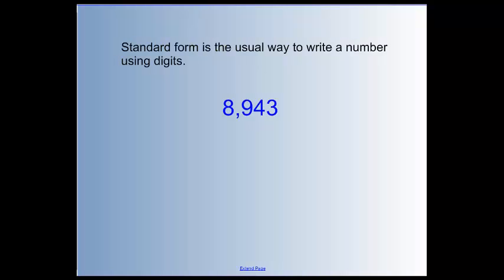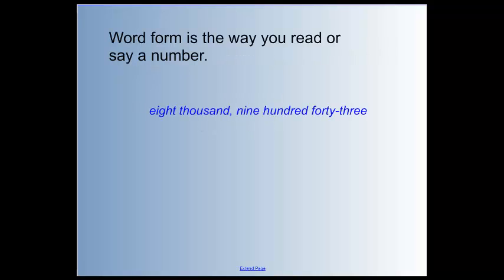Standard form is the usual way to write a number using digits. If you recall, each one of these numbers is a symbol for a digit. This is the thousands place, and the 8 is the digit in the thousands place. We write numbers like this, and we call them standard form, because this is the typical way that we see numbers. Word form is the way you read or say a number. 8,943. It has words in it, so it matches the word form.